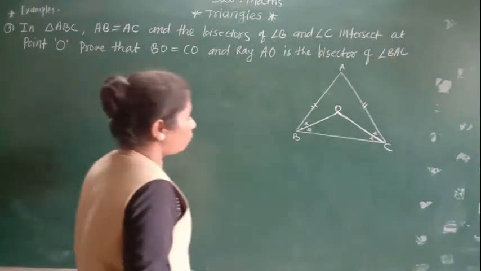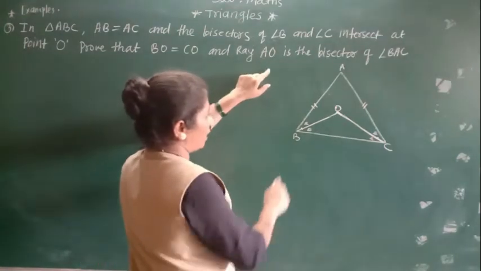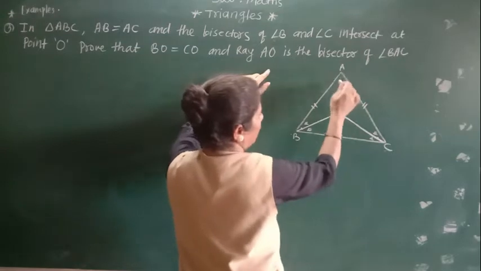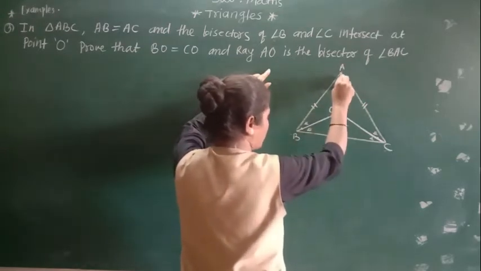So here, what do we have to prove? We have to prove that AO is the bisector of angle BAC. BAC means this angle, and AO means we have to draw here, we have to join this.